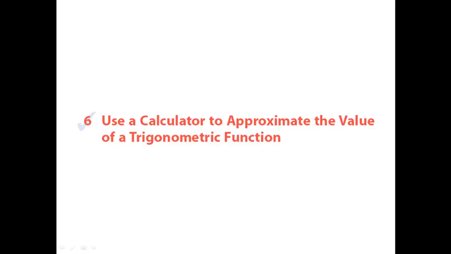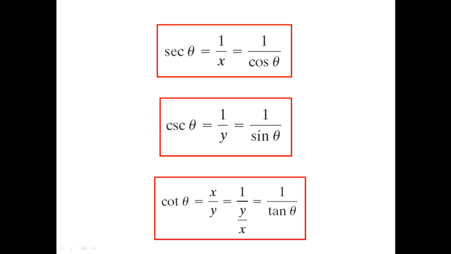Now I want to use a calculator to approximate the value of a trig function, and I'm going to assume that you can use a calculator. If you can't, let me know and I will put up some videos on that. Most calculators do not have a secant, a cosecant, or a cotangent function on them. So if you want to find the secant, you're first going to have to find the cosine and then take the reciprocal of the cosine.